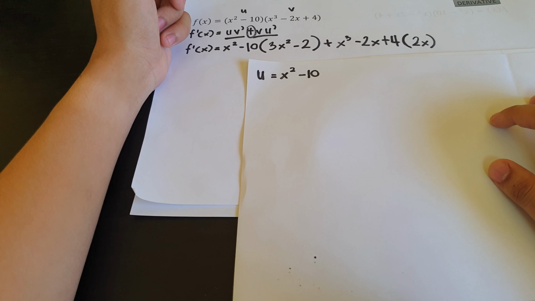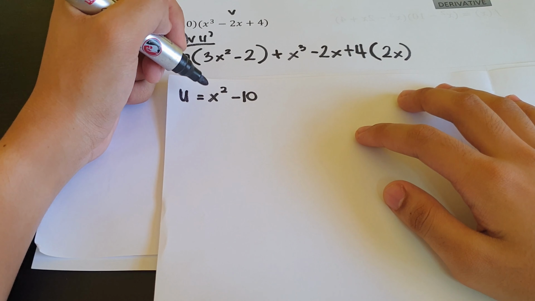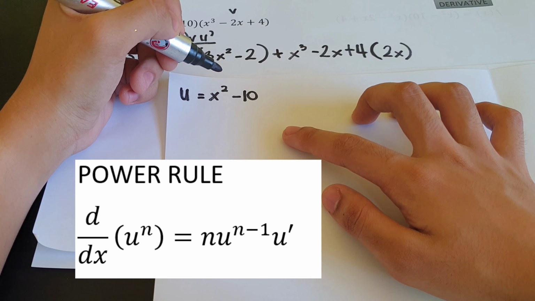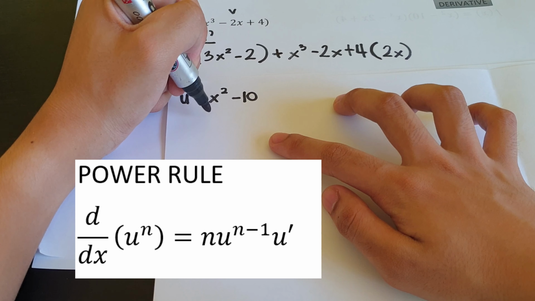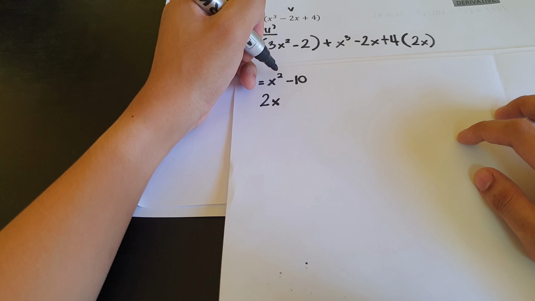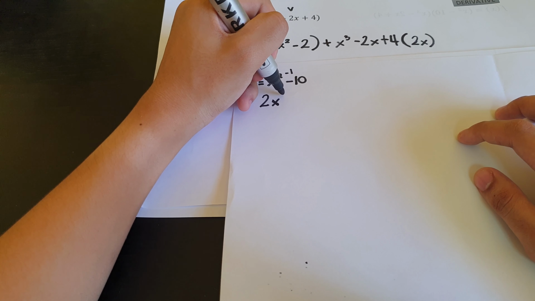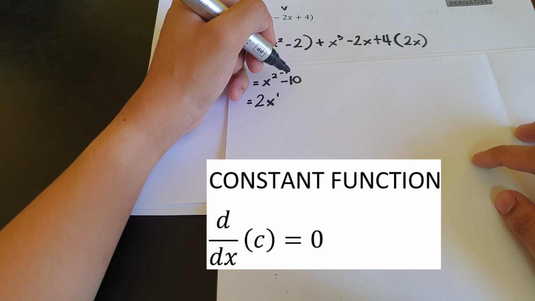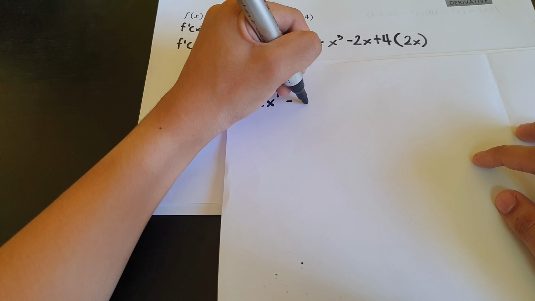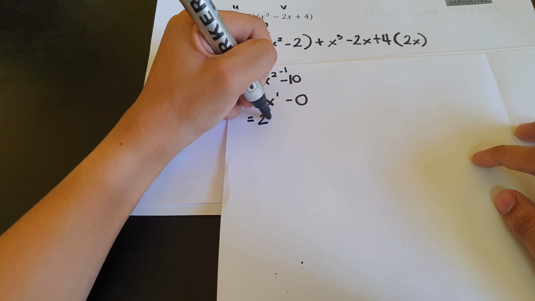We must use the power rule again to find the derivative of u. Our x squared becomes 2x. As stated in the power rule, the exponent becomes our coefficient, 2. Copy x. Our exponent will be minus 1, which is 2 minus 1 equals 1. 10 is a constant number, so we must equate this to 0. Now, our final equation is 2x.